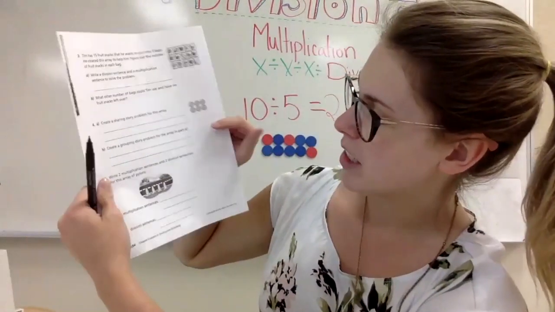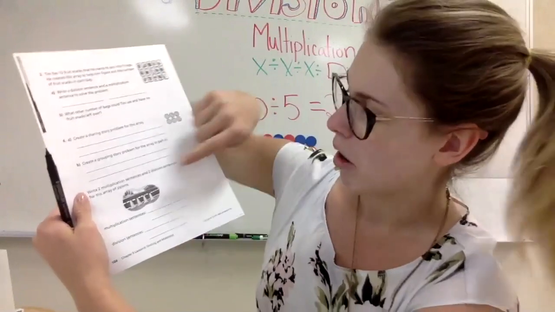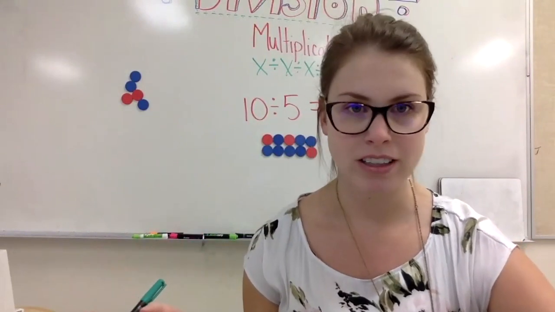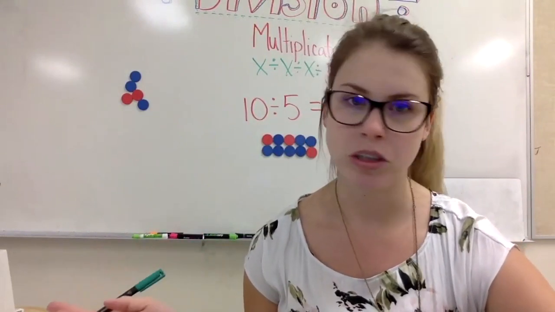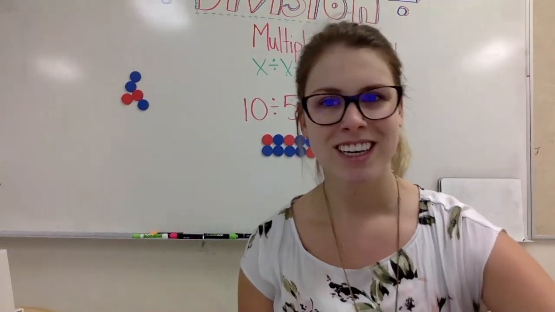Then number 2 says, write 2 multiplication sentences and 2 division sentences for this array of pylons. Yes, that is an array. They're all in a nice, neat line. You guys, the hint for that one is we did fact families at the very start of this video, so just use that. That'll help you figure out how to make your fact families for the pylons.